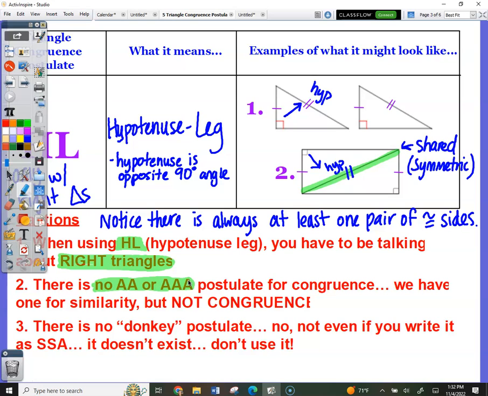We don't have any battery shortcuts. Now, we did have an angle-angle similar triangle shortcut, but remember, we're not talking about similar, we're talking about congruent, and that's not enough. Okay?